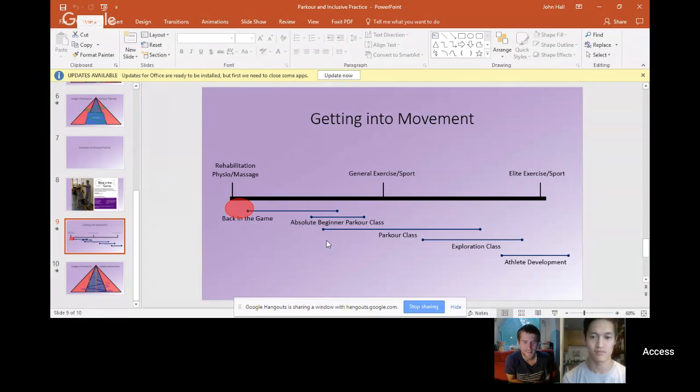And then our exploration class is our advanced class, if you will. There's our absolute beginner parkour class, and they both push a little bit. And my physiotherapist-based class for Back in the Game very much covers that range at the very bottom there, which I think we as a parkour community tend to be missing, but I think that's just because it's really difficult to do. But then at the very top, you'll see I've also popped down athlete development.